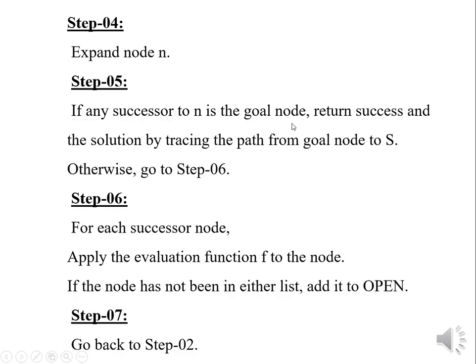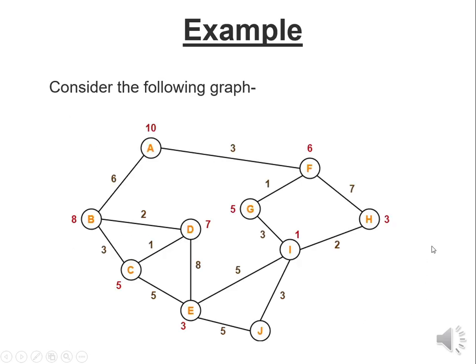Otherwise, expand the node n. If any successor to n is the goal node, return success and the solution by tracing the path from goal to start state, that is S. Otherwise, go to step 6. Here, step 6 consists of: for each successor node, apply the evaluation function f to the node. If the node has not been in either list, add it to open list because it has to be evaluated, right? And coming to step 7, go back to step 2 where we have to again repeat the same procedure.